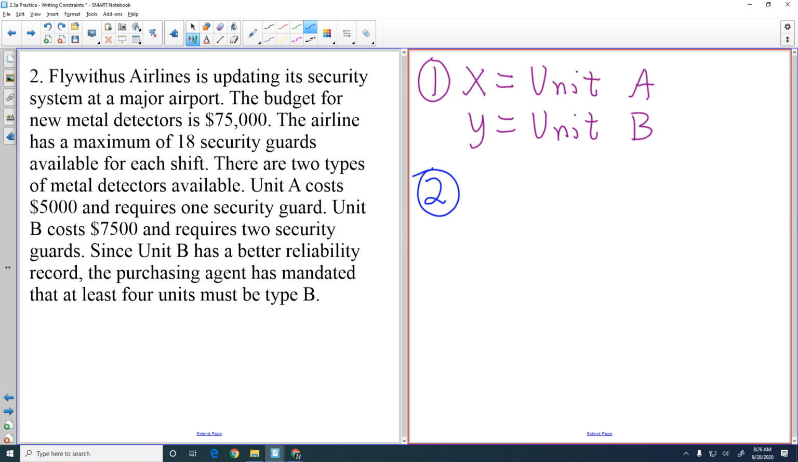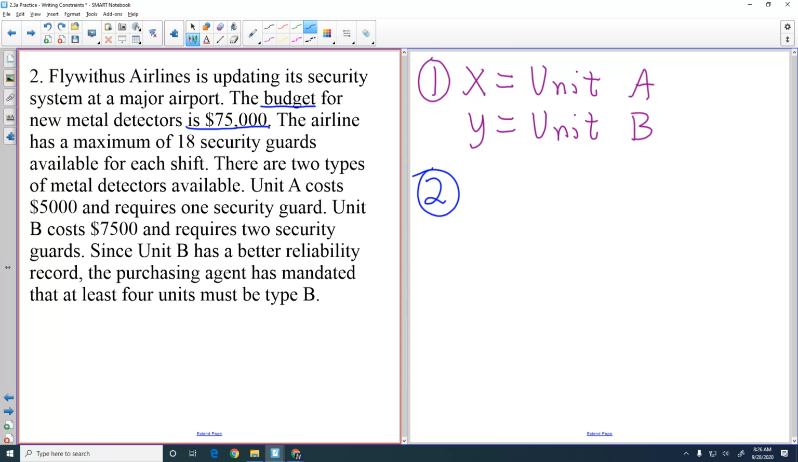So now we need to write these constraints, these limitations for each of them. Now, the first thing I see when I'm reading through this problem is a sentence that says the budget is $75,000. To me, that would represent some part of a constraint, right? Because can I spend more than $75,000 on these metal detectors? No, that's it, right? That's all the money we have for these.